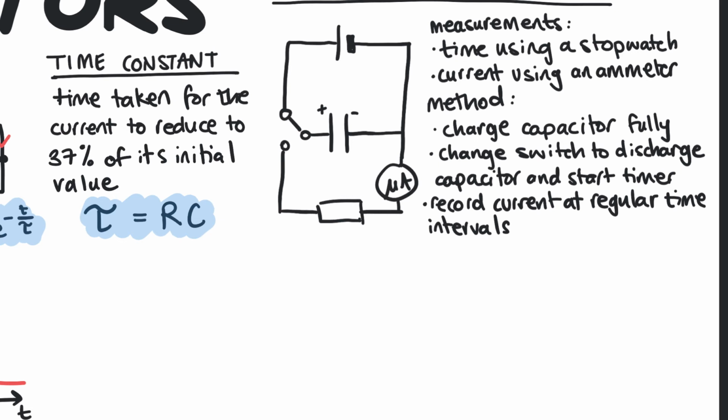So the measurements required would be the time, which we measure using a stopwatch, and the current, which we measure using an ammeter or a multimeter. We charge the capacitor fully to begin with, then change the switch in order to discharge the capacitor and start the timer at that exact same time. We record the current at regular time intervals. So we'll get a view of what happens to the current with time as the capacitor discharges.